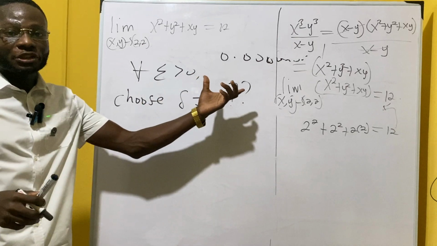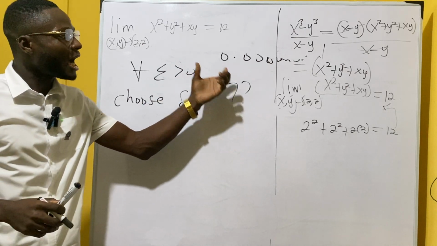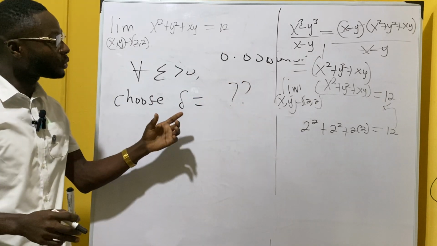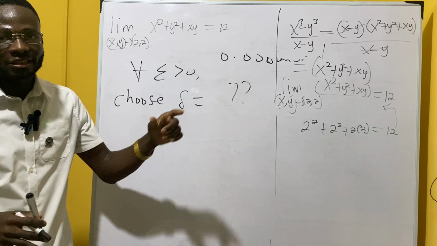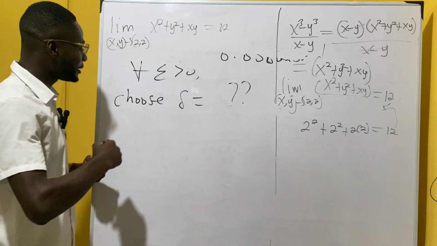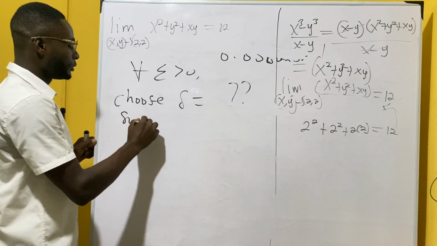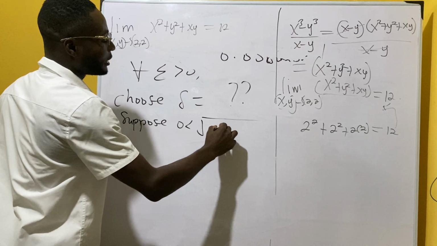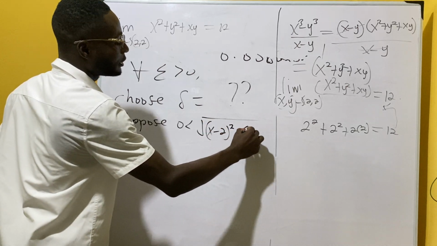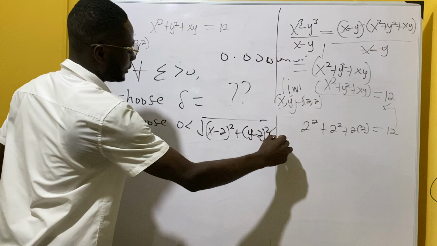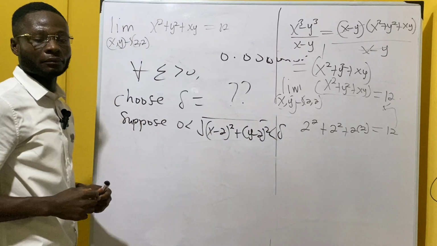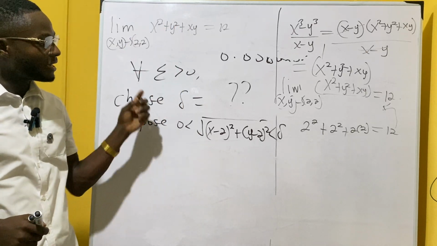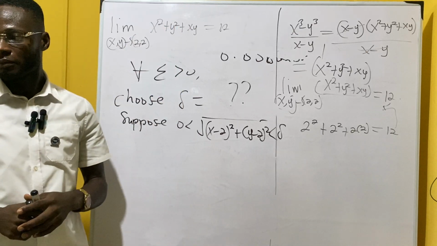But your lecturer might get mad at you because how sure are you that delta is 0.0001, right? So that is when we go through the process to justify ourselves. So right here, suppose 0 is less than the function that we have been given, x minus 2 all squared, y minus 2 all squared, should be less than delta, right? So we have to manipulate this function so that we have x minus 2 and y minus 2.